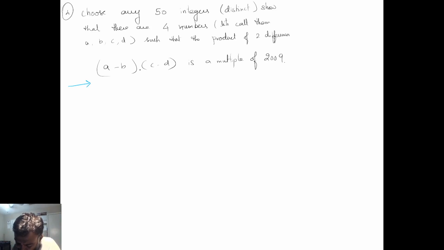So the idea was to find the prime factors of 2009. So 2009 was 7 times 287, and 287 is 7 times 41. So it's 49 times 41. So that's basically the prime factorization.